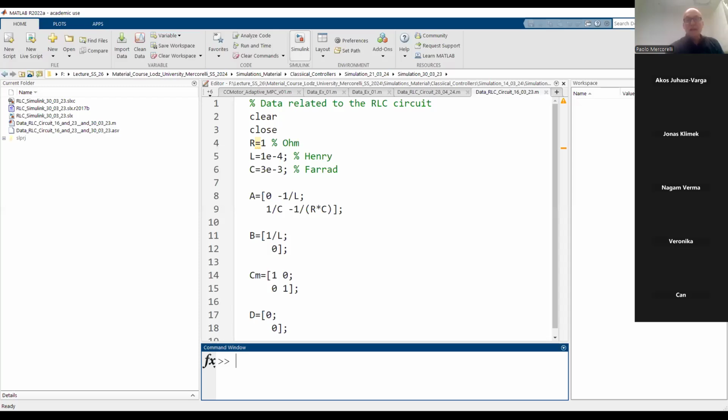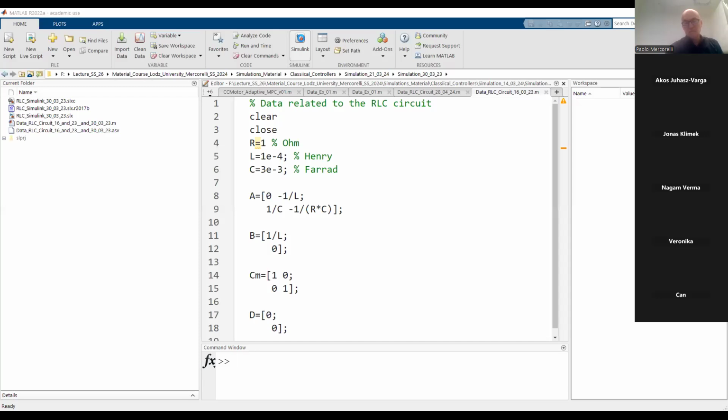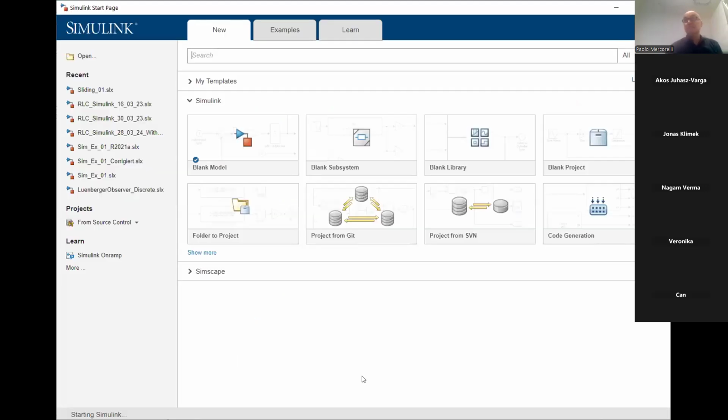Excuse me. If you click twice, you can see that you end up in a frame which looks like something like that.